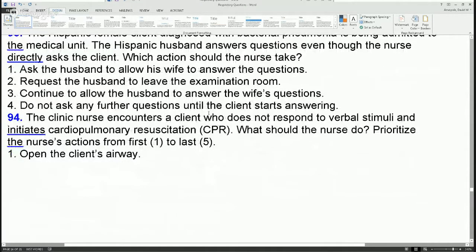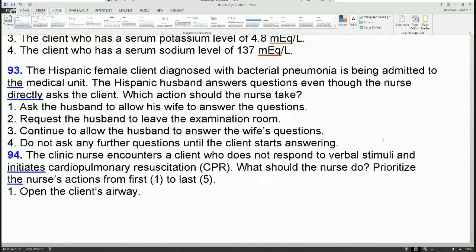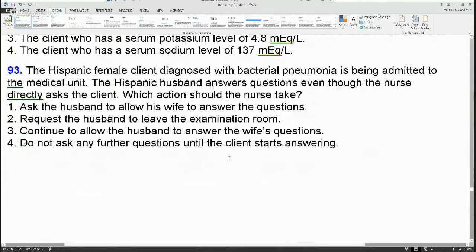Okay. The Hispanic. Ooh, it's time for culture. Yay. Hispanic female diagnosed with bacterial pneumonia is being admitted to the med unit. The Hispanic husband answers questions even though the nurse directly asks the client. Which action should the nurse take? Three. Allow the husband to answer the questions. Cultural beliefs.